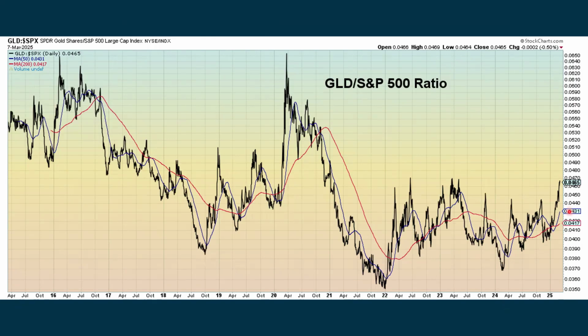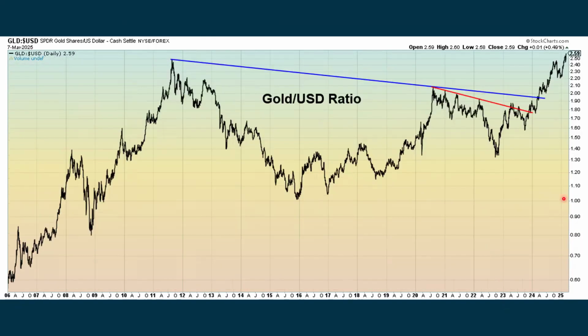And then gold to the S&P. And it's not that gold has been doing all that great. It's that the S&P has been going down. And so that's why we're seeing this ratio going up. And then gold to the dollar, kind of the same thing here. The recent weakness in the dollar is showing this ratio going up.